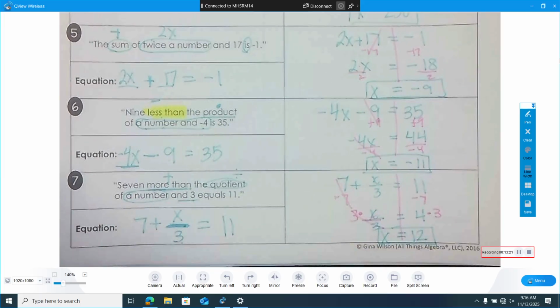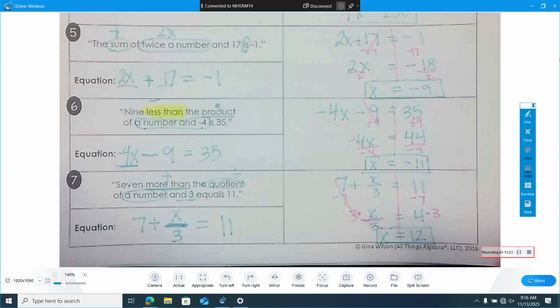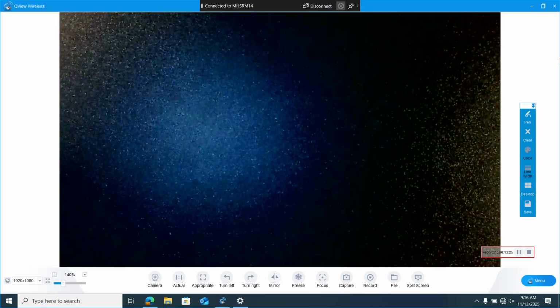Perfect. Is it too easy? I hope so. That's good. That's really good.